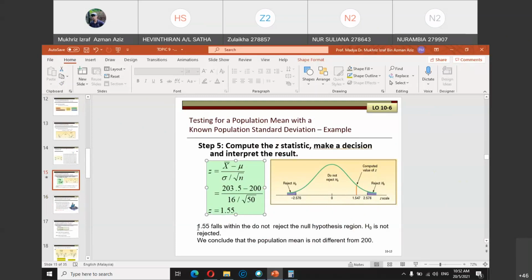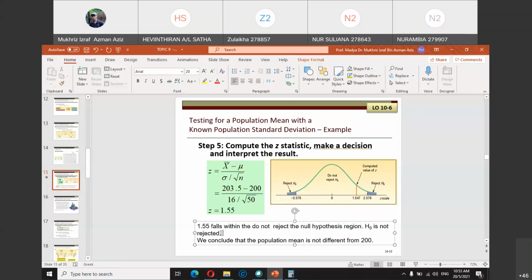So this is how you come up with your simple conclusion. 1.55 falls outside the area of rejection, or falls within the area of do not reject. This is the area of reject. The rest is the area of do not reject. So H0 is not rejected.